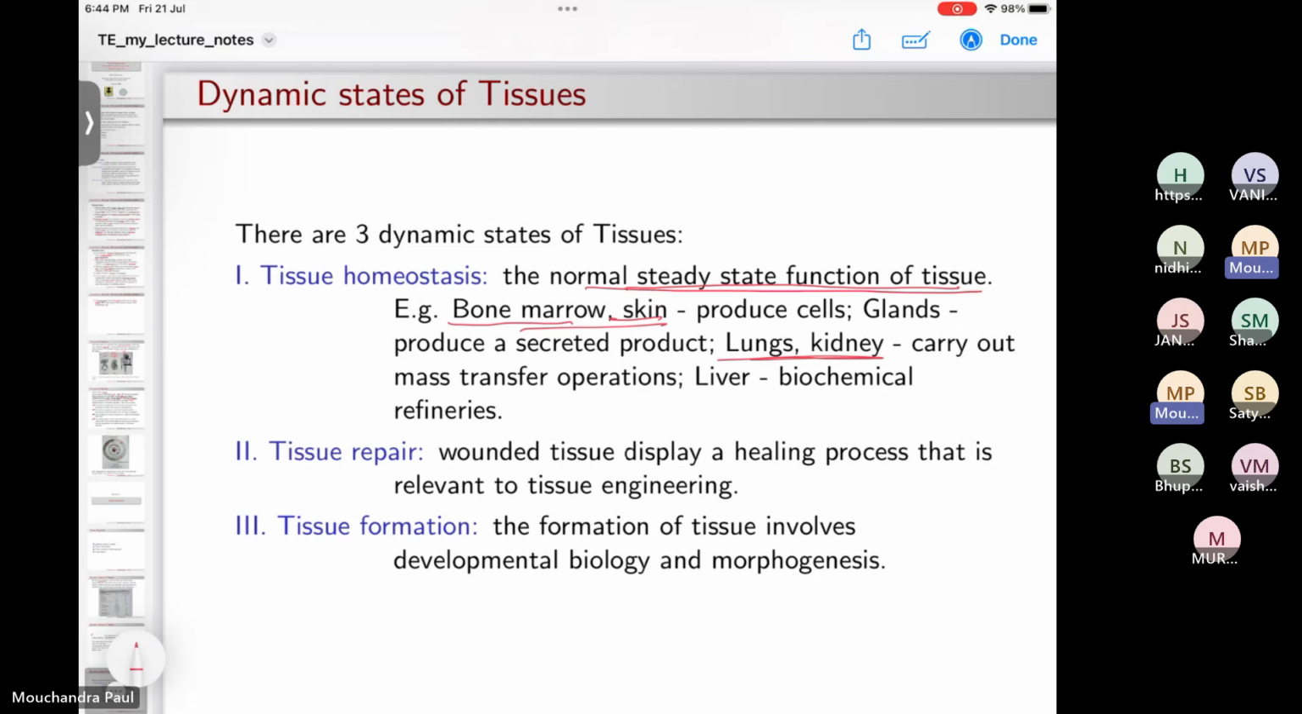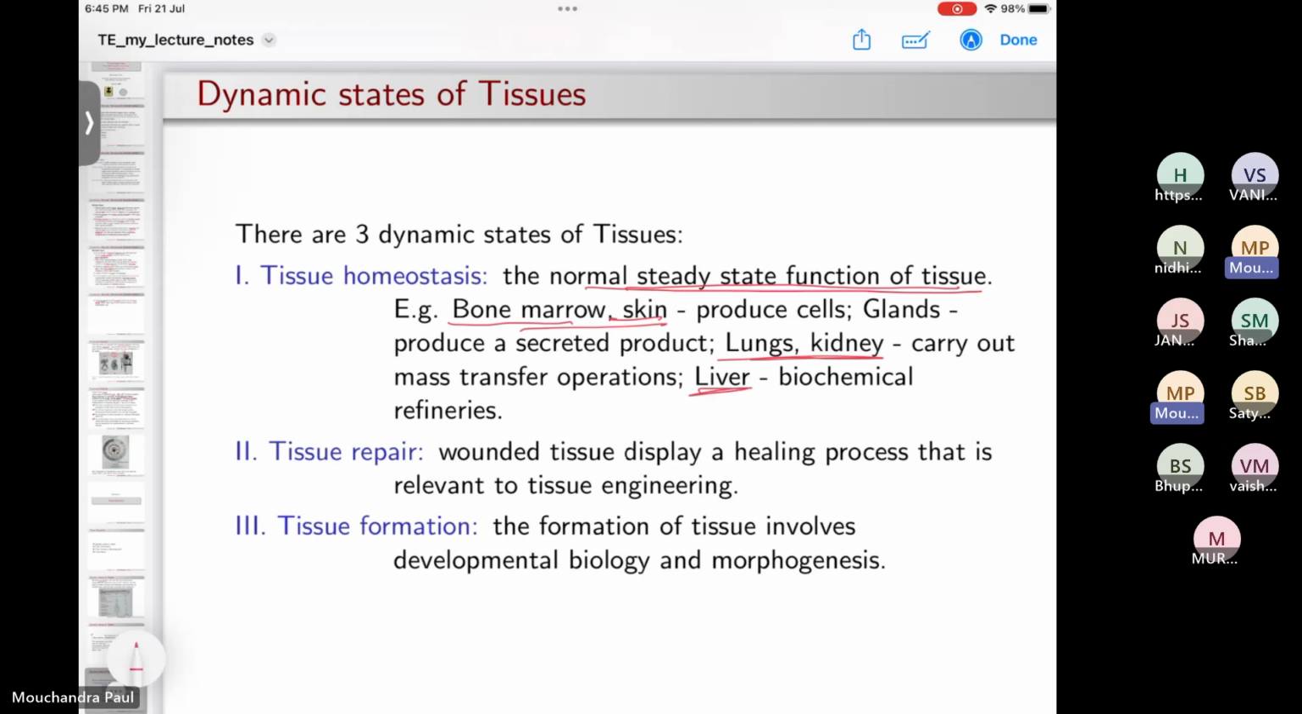For the kidney, filtration is happening. This is a mass transfer operation, by the way. And then whatever product is there, it is going out. So this process is happening steadily. Like if you look at the heart, it is constantly pumping blood, right? It is acting as a pump. That is a steady state function.